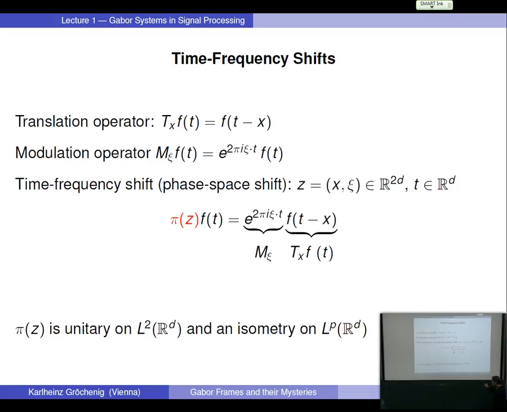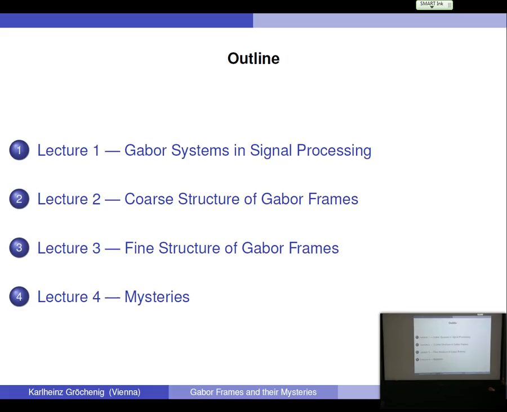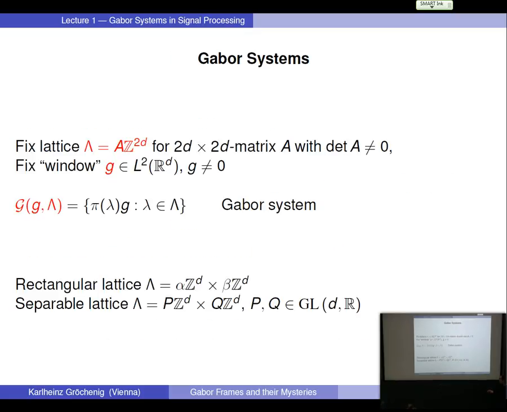Okay, so time frequency shifts. The main object, this is the only notation we absolutely need. Then we look at sets of time frequency shifts with respect to a given lattice, a Gabor system. In the applications we had rectangular lattices. The structure theory works for arbitrary lattices in time frequency space.